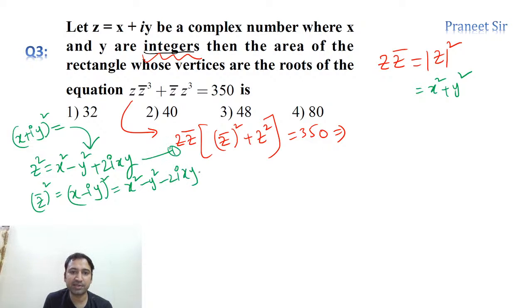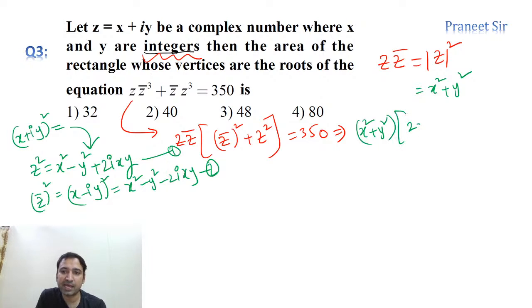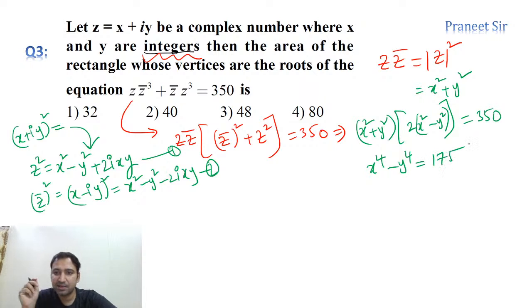When you add these two equations, what do we get, guys? z² + (z bar)², how much do we get? Are we getting 2 times (x² − y²)? Are we getting this? Yes, this is 350. Correct. So from this, x⁴ − y⁴ equals 175. So we need to calculate the x value and y value. So what are the possible values of x and y? What are the possible values? x⁴ − y⁴ should be 175. What are the possible values of x and y?